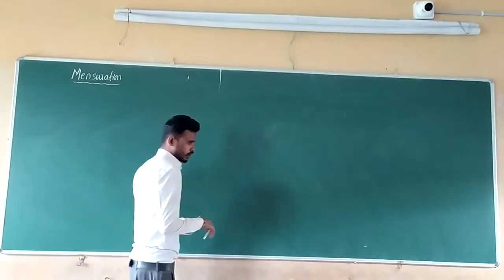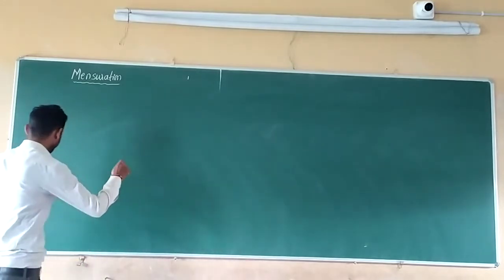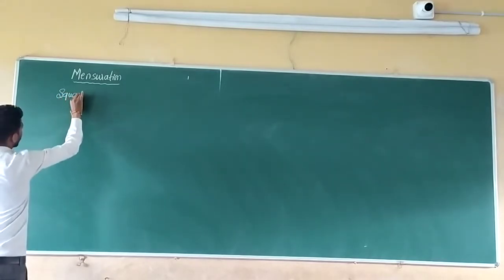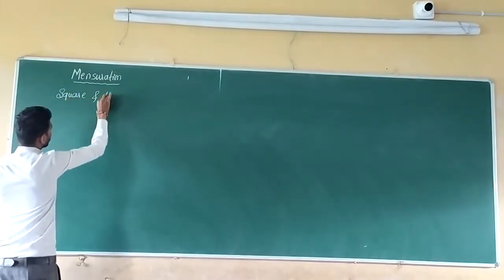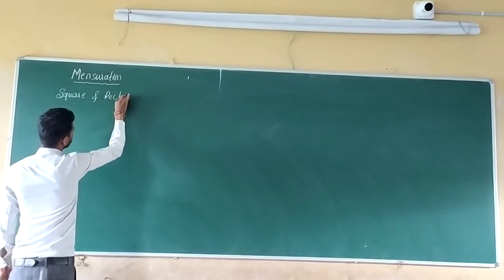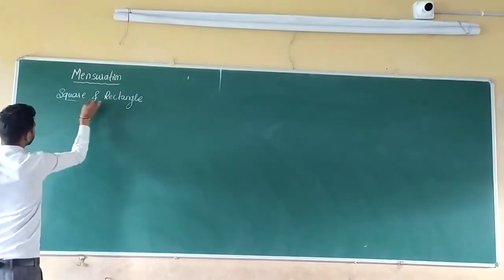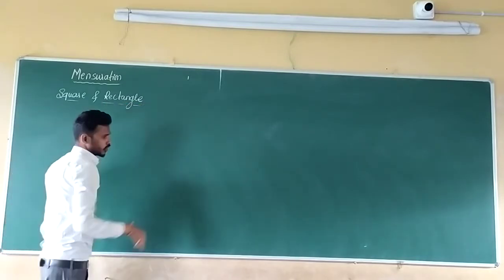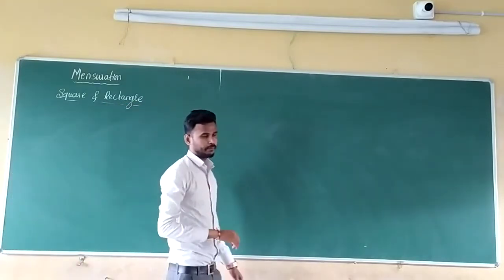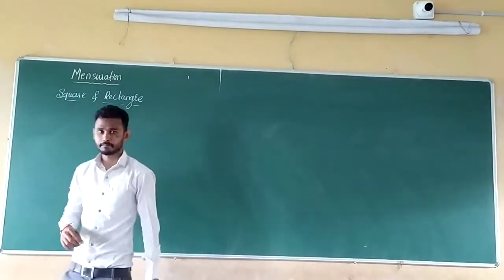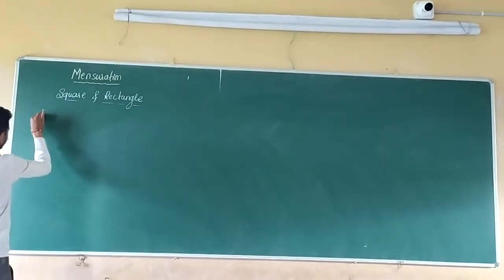So now first of all we will study about square and rectangle. Already you know how to find the area and perimeter of a square and rectangle, and also you know the formula. So let us see the formula.